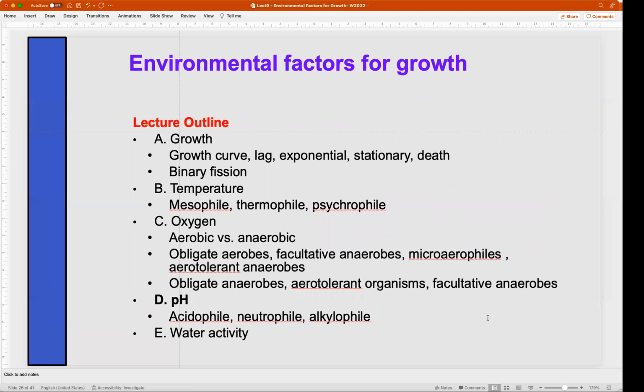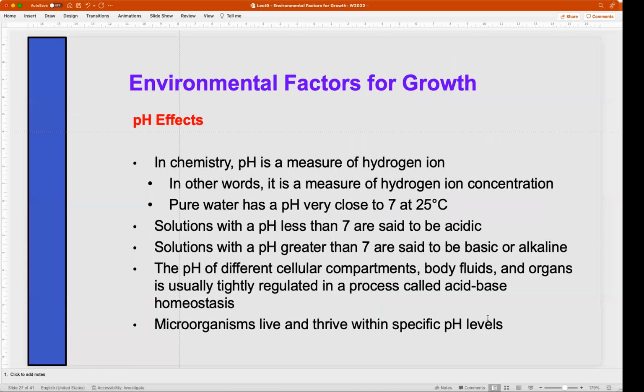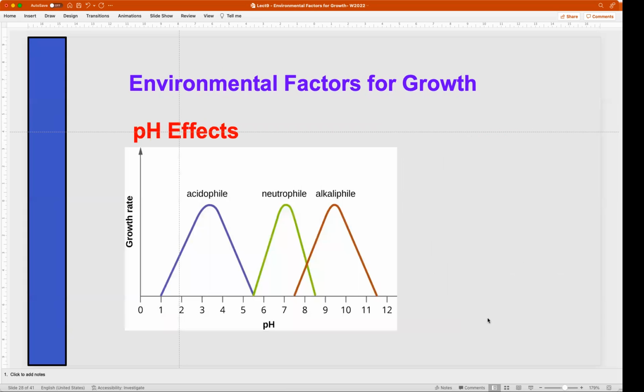So that's the idea of oxygen and the words you need to describe oxygen use in microbes. Then there's pH. With pH, we have organisms that live at high pH, low pH, and neutral pH. If it's low pH, less than 7, that's acidic. If it's higher than 7, then it's alkaline. If it enjoys living in an acidic environment, we call it an acidophile. So if it's low pH, acidophile; high pH, alkalophile.